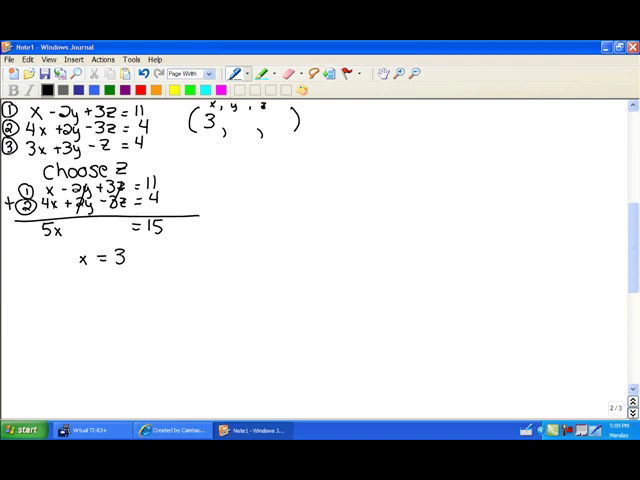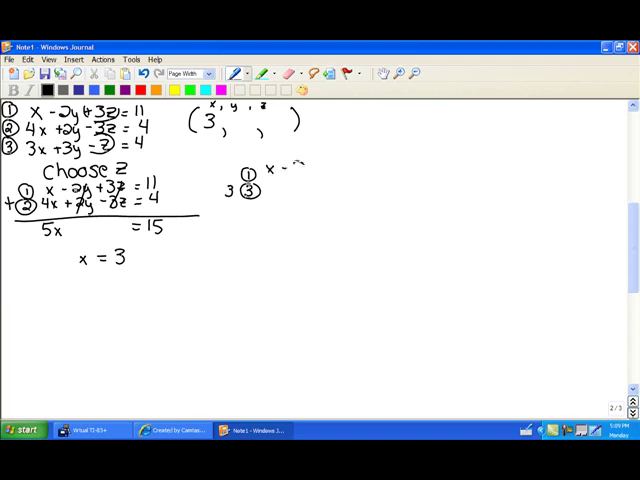Now, we need to choose two different equations. We've already chose 1 and 2. We either need to choose 1 and 3 or 2 and 3 to eliminate the z again. I'm going to use equations 1 and 3. If I'm going to look at the z's, I have a positive 3z and a negative z. So in order to eliminate those, I need to multiply equation 3 times 3.